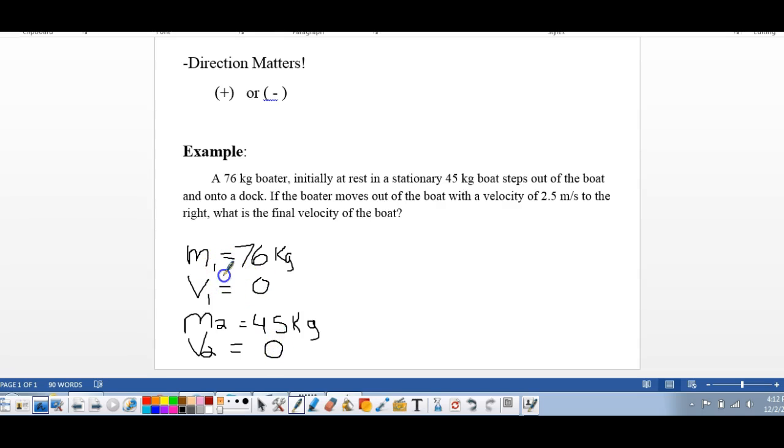Okay, now this is going to be also final, so we'll just make them initial and final, because the boat isn't going to change. But initially they're both at rest. So then if the boater moves out of the boat with a velocity of 2.5 meters per second to the right, so this is going to be our positive one. So velocity final for this one is going to be 2.5 meters per second. Then it wants to know what's the velocity of the boat.